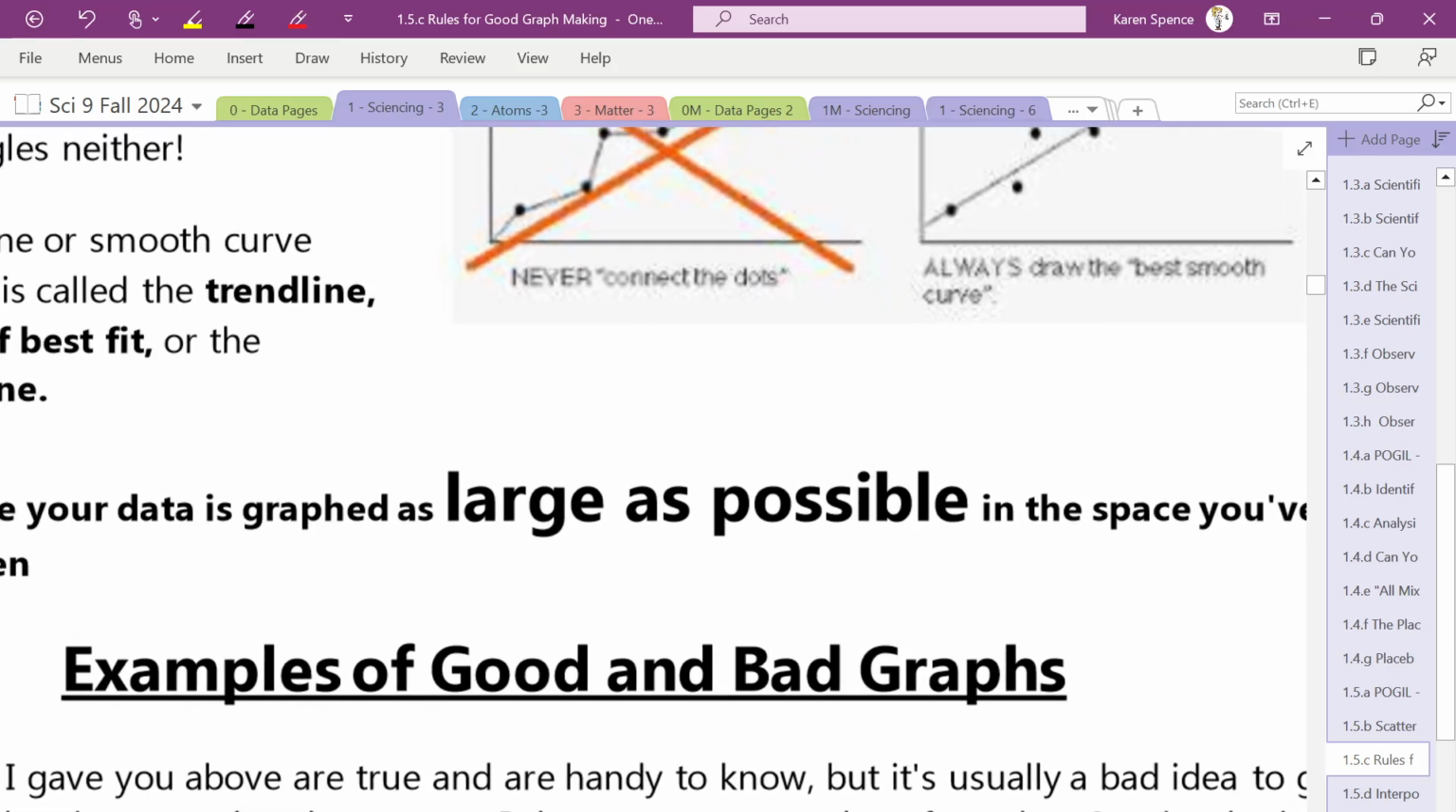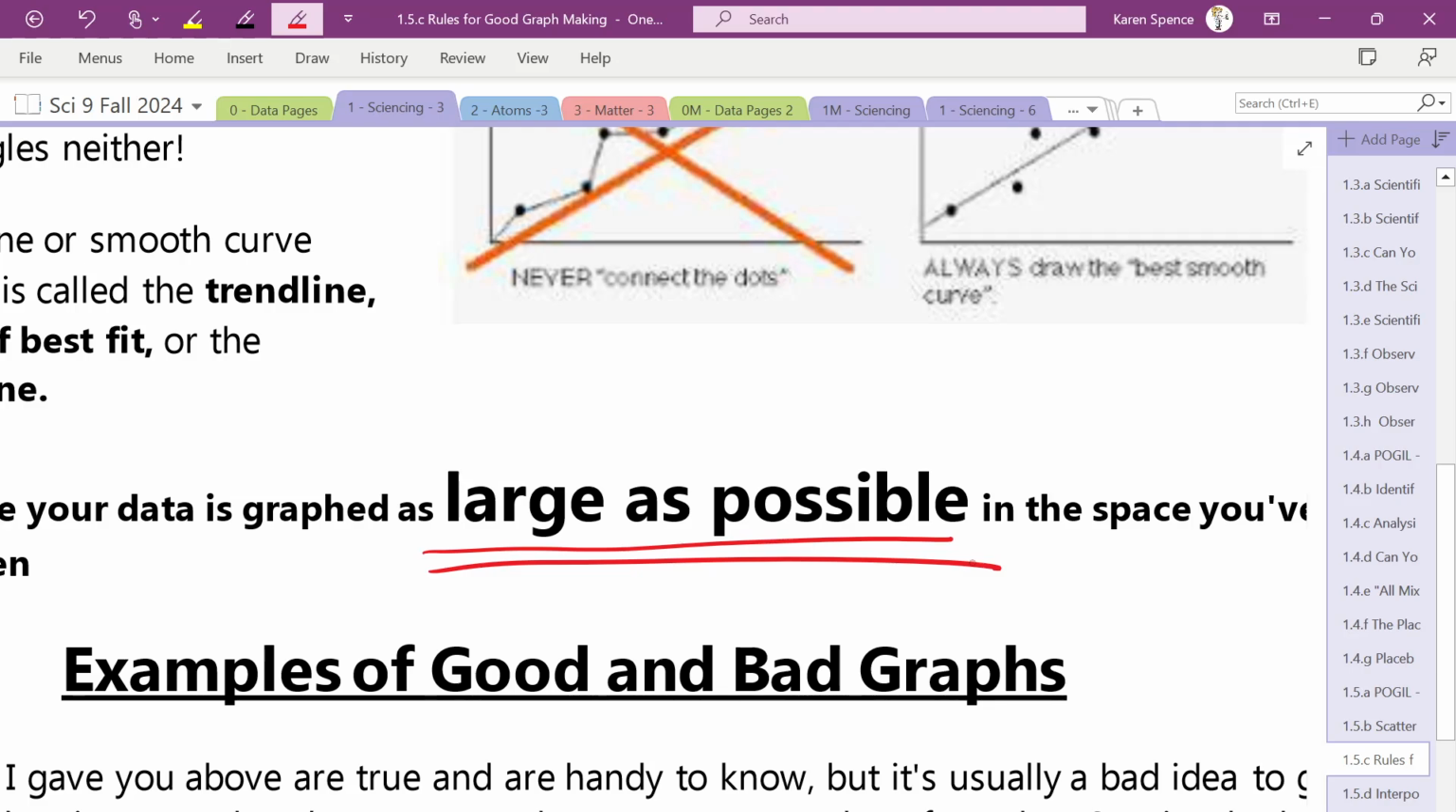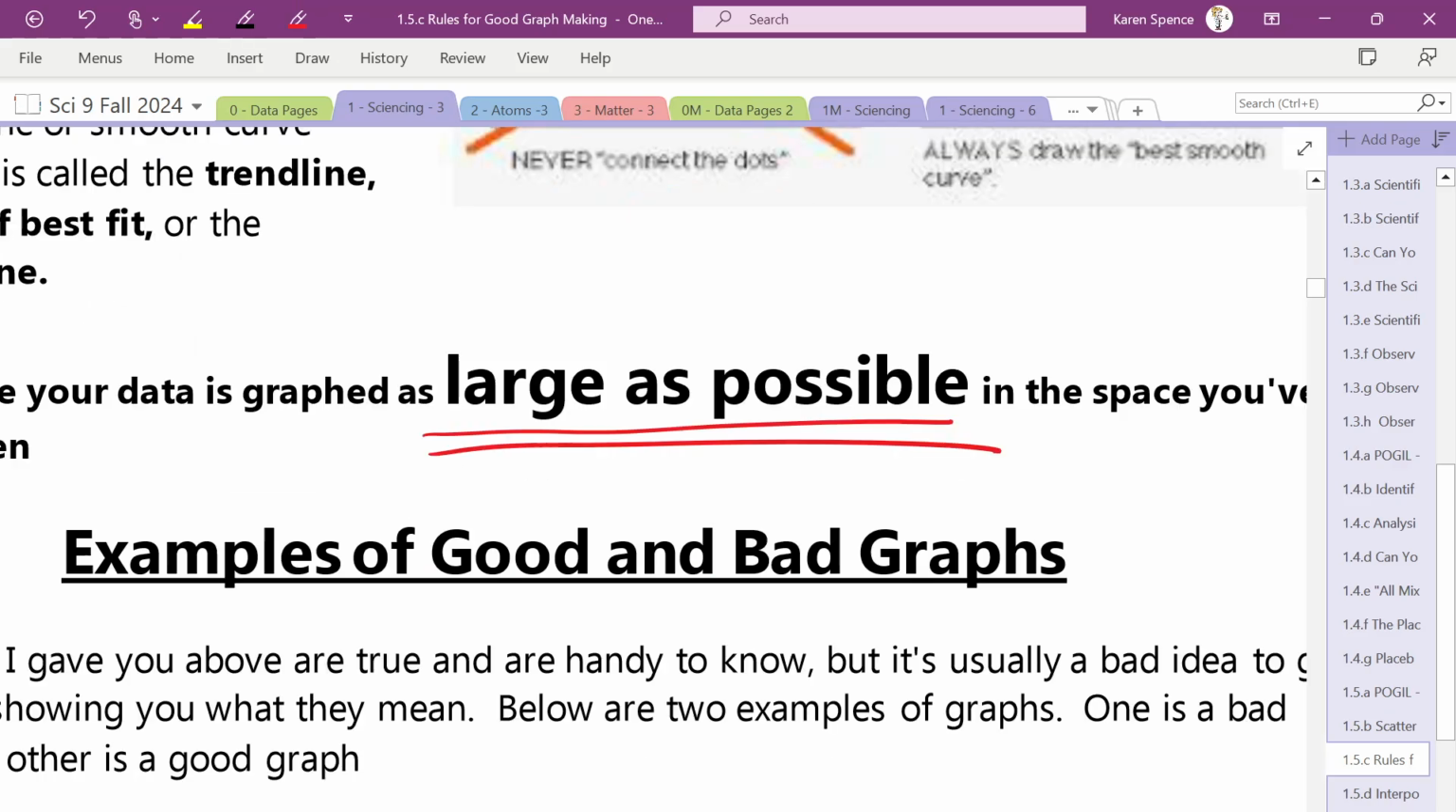And you want to make sure your data is graphed as large as possible so you take up as much space on the page. So if your page is this big, maybe your graph is this big. Okay, it's not going to be crammed in a little corner. Make your graph small or big? Big. Okay. Here are some examples of good and bad graphs.